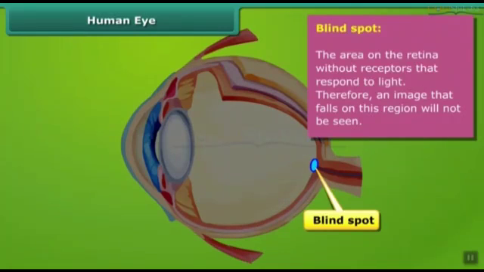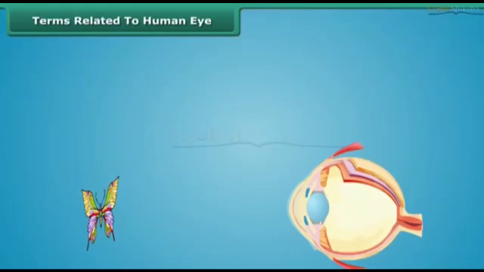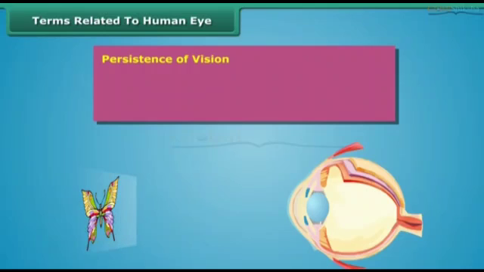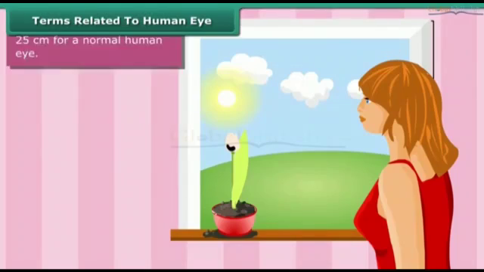Blind spot. At the junction of the optic nerve and the retina, there is no sensing region, so vision is not possible at that spot. This region is known as the blind spot. Persistence of vision. The phenomenon of the eye by which an after image is thought to persist for approximately 1/16th of a second on the retina.